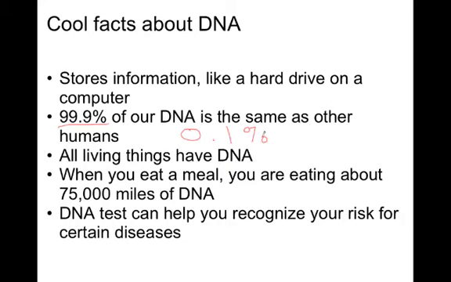You know that all living things have DNA, but I bet you didn't know that when you sit down to eat dinner, you're eating about 75,000 miles of DNA. So in the meat and the vegetables and the proteins that you're eating, within those cells, if we were to stretch the DNA out, it would reach about 75,000 miles. Kind of crazy. DNA can also be used to help assess your risk for certain genetic diseases, such as cystic fibrosis and even some types of cancer.